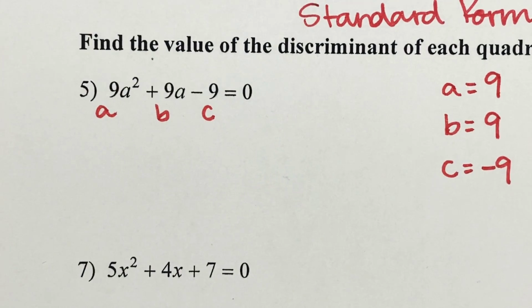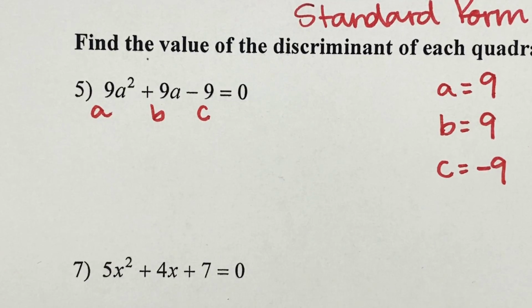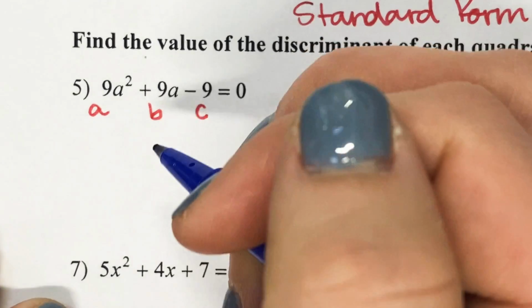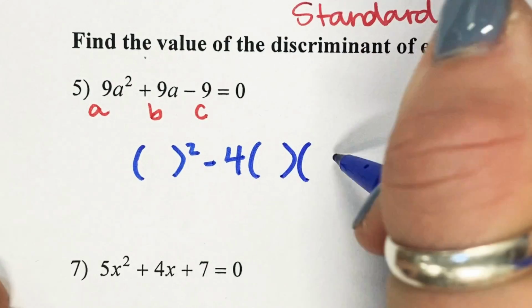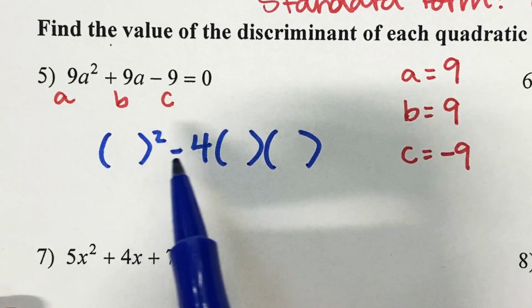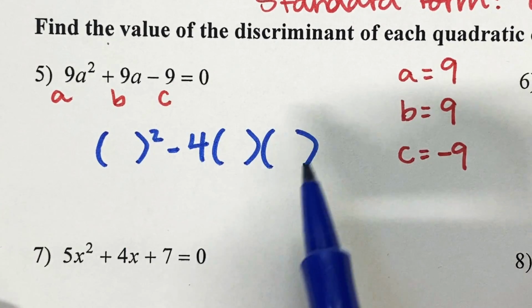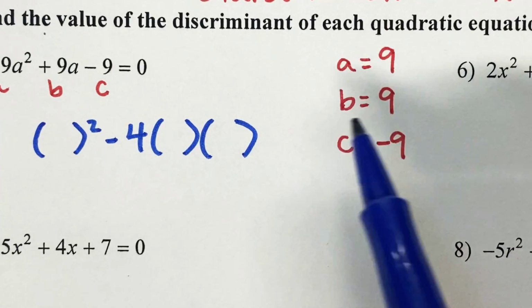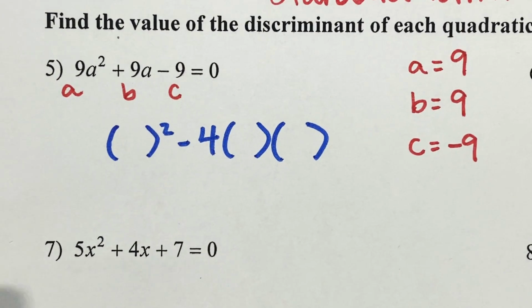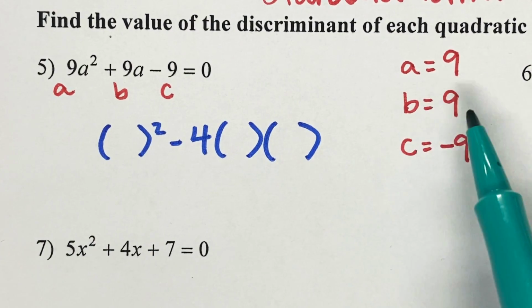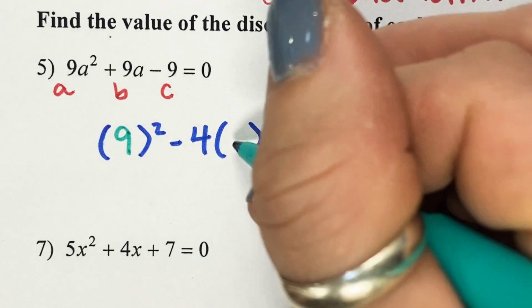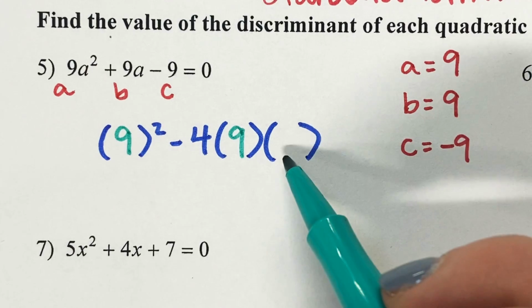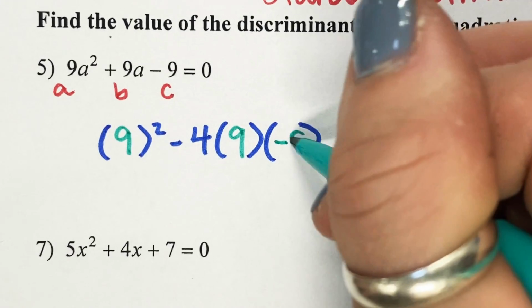Once we have identified that, we can go ahead and plug it into our formula. So our discriminant is simply b squared minus 4 times a times c. I'm just going to leave spaces where the a's, the b's, and the c's are, because now we know what they are. So let's fill it in. The first spot is b squared. My b is 9. Minus 4 times a, my a is also 9, times c, which is -9.